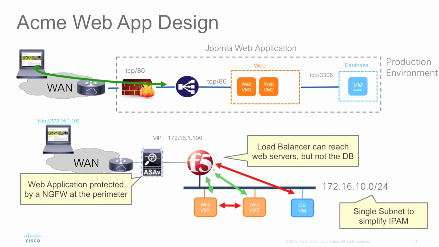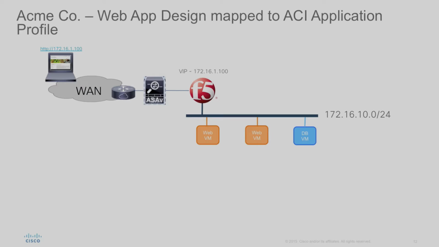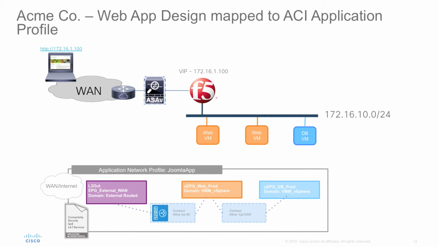The web VMs themselves do not need to talk to one another because this is not required by the application, and the web VMs are the only ones that should have access to the database. So we will be reproducing this environment by creating an application network profile called Joomla app.